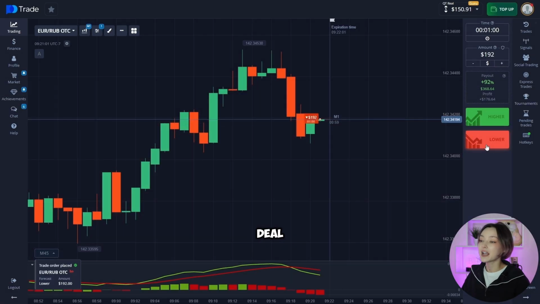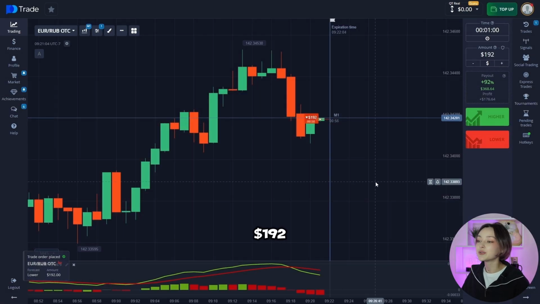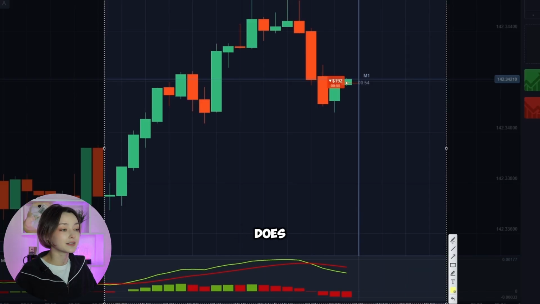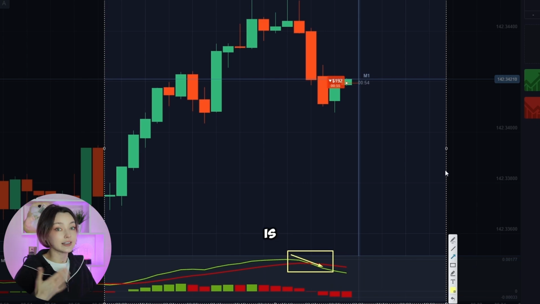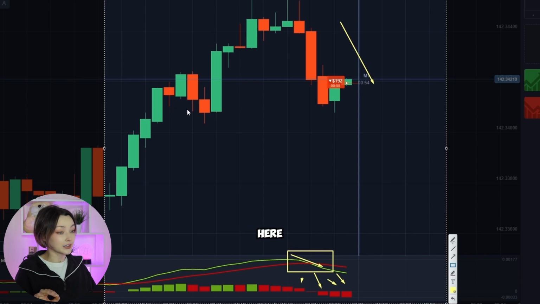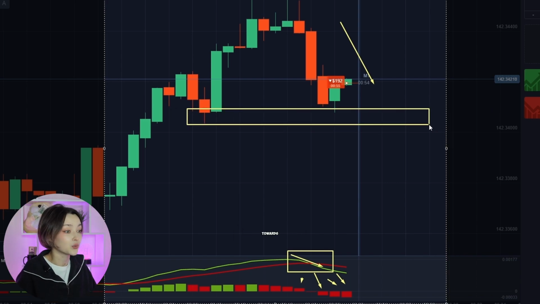So I'm placing a downward trade with $192. In this case, everything is pretty similar to what we witnessed last time, except that in this situation, the intersection we're seeing consists of the green line crossing the red one downwards, which is a down signal. The histogram shows that the seller dominates here, and as confirming factors, I can note there's a certain support level here the price is very likely to be heading towards.